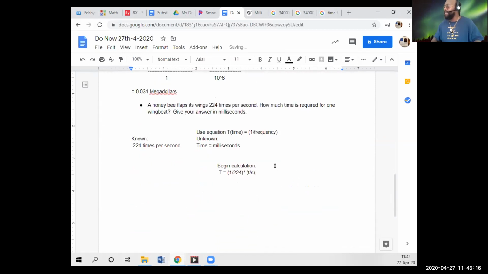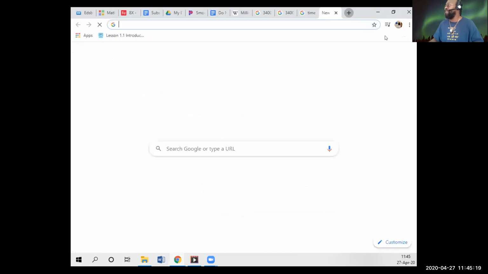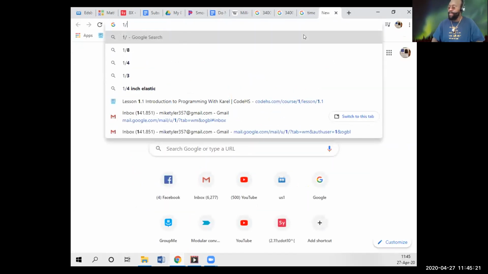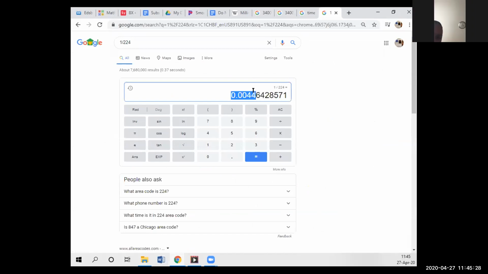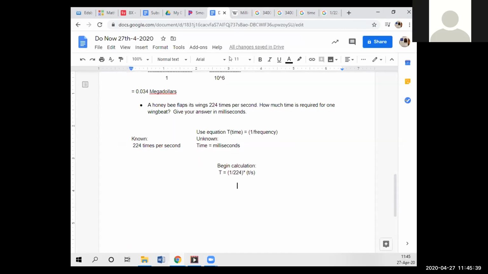Let's move on. What is 1 divided by 224? So 1 divided by 224, and we get this. With my class, you only need really 2 digits. If you have zeros, you have to use 4. So it's going to be 0.0045. And this is going to be in seconds. But we're not done because the problem's asking for milliseconds.